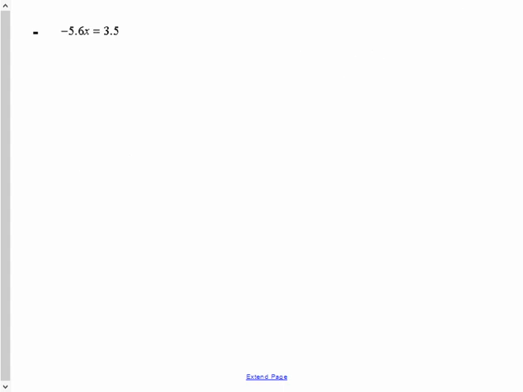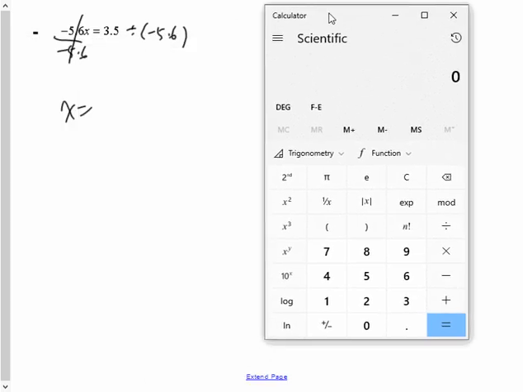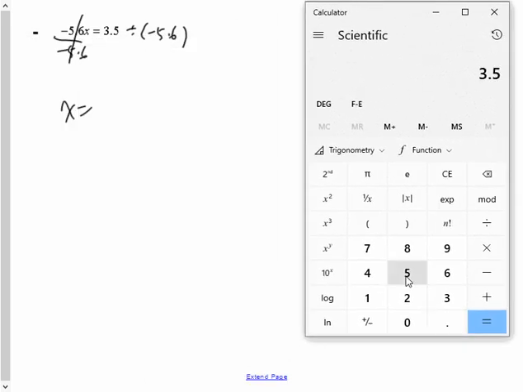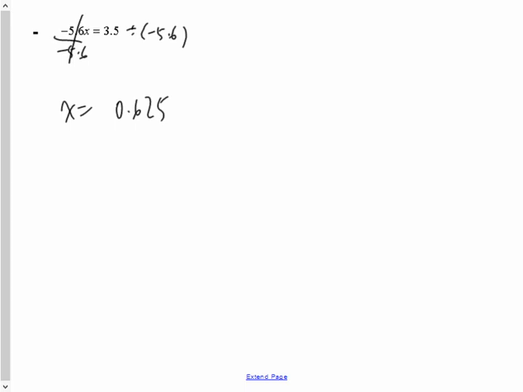Now we get into the easier part of it when you have decimal coefficients. So here we have a decimal coefficient of negative 5.6x. So I'm going to divide by negative 5.6 to get rid of it. And now, since we don't need to do this without a calculator, the easy part is going to be taking a calculator and saying what is 3.5 divided by 5.6, and the answer is 0.625. And a positive divided by negative is a negative, so your answer is negative 0.625.